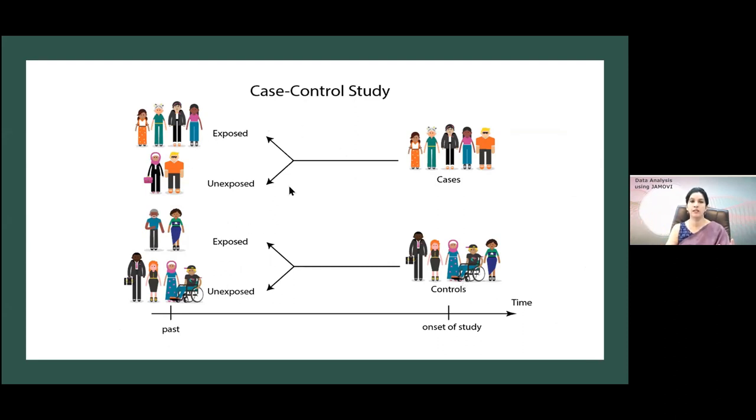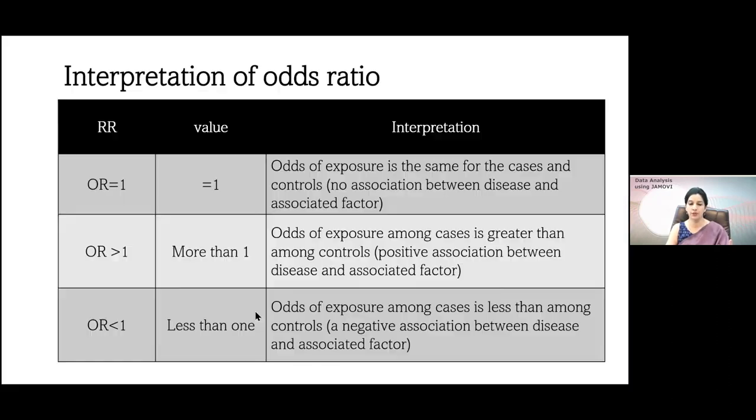And then you see the status of the risk factor, whether they were exposed or unexposed to a particular risk factor. And then you make the 2x2 table and classify it. So again, this odds ratio is, again, the odds of exposure is same. If it is one, we say that the risk is same in both. Rather, no risk is there, no association between the disease and risk factor.